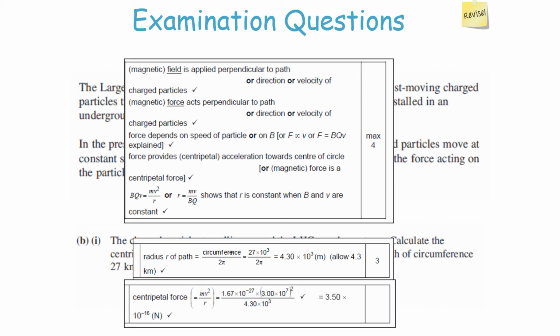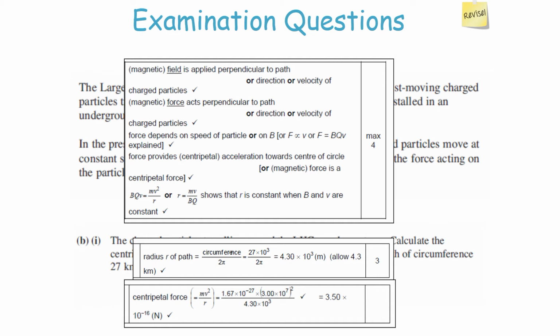Well, we know that the radius of the path of the actual particle accelerator is going to equal the circumference over 2 pi. That's an equation you learn in GCSE mathematics. So therefore we know the circumference is 27 times 10 to the 3, because we work in meters, not kilometers, divided by 2 pi, so it's 4.30 times 10 to the 3, and therefore we can work out our centripetal force. Now again, you can just use the general centripetal force equation, so it's mv squared over r. So you pop in the values.